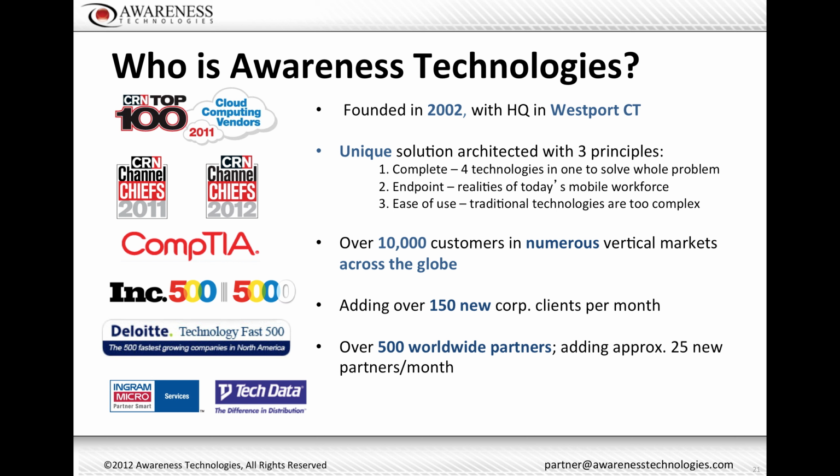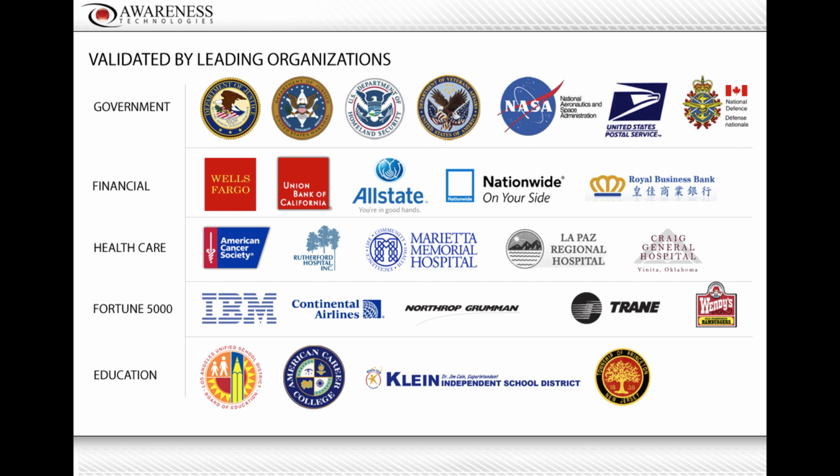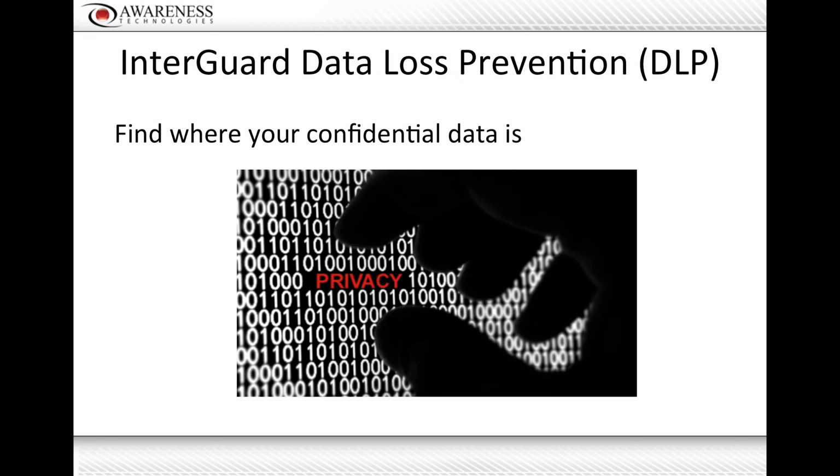So we're a company based in Connecticut. We're about 12 years old, a little bit more now at this time. And what we are is a one-stop solution for insider threat. We're basically 4 technologies in one that solve the endpoint problem. And we're super easy to use. We have about 10,000 customers and we have partners all over the world, and we're adding new ones all the time. We're trusted by really big guys, and we're trusted by really small guys, and we're trusted by everybody in between. And something that's important for you to understand is that we're trusted by folks that are heavily regulated, like the government, financial institutions, healthcare, things like that.